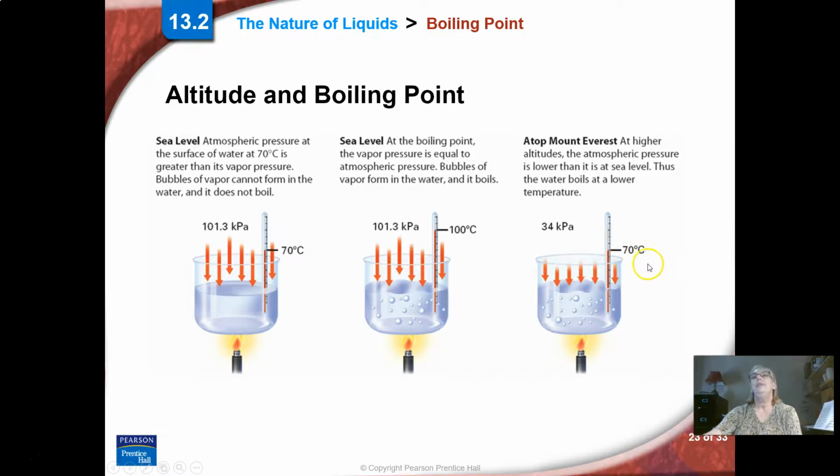So people who live in Denver have trouble with cooking because of this. They can't get the temperature of their water high enough to do what they need to do. Some people who are baking a cake in Denver have to adjust their baking parameters so that things will work out right. So they're going to have a much different temperature for boiling when you're at high elevations.